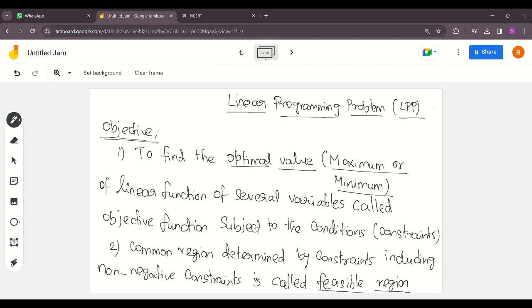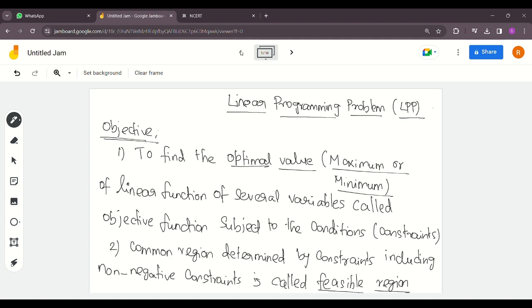Before drawing the graph itself, you may know the solution, you may know the answer to that question, but most of the questions will ask you to construct it graphically. That is the purpose why we are drawing a graph. Now let us see the objective of an LPP, that is a linear programming problem. The objective of the LPP is to find the optimal value.